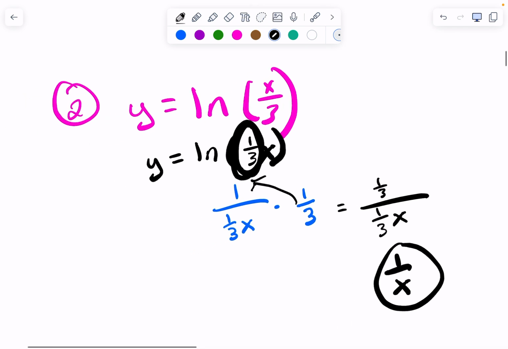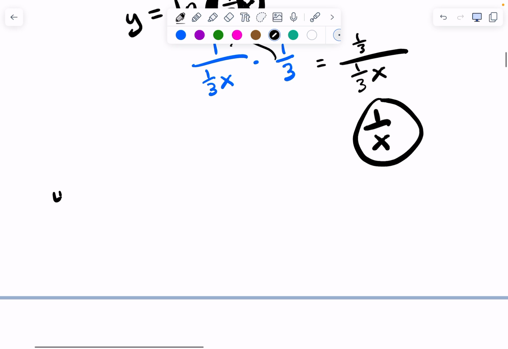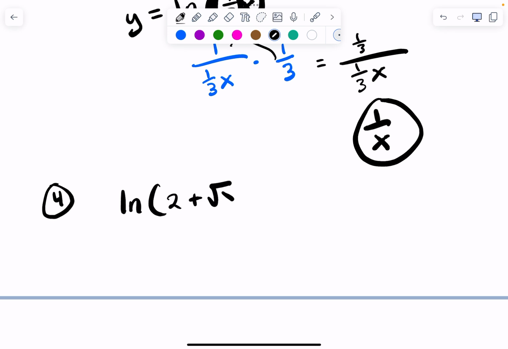Yep. That was number 2. Are we at 4? Hold on. What'd you say? Ln of what? 2 plus square root of x. 2 plus the square root of x? Ugh, gross. Okay, all right, whatever. ln. Okay, derivative? 1 over 2 plus square root of x times the derivative of the inside. Okay, what's the derivative of 2?